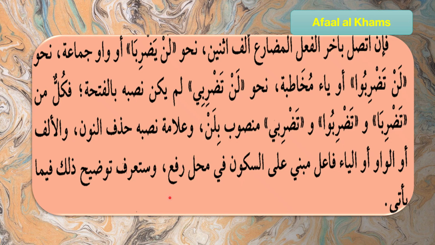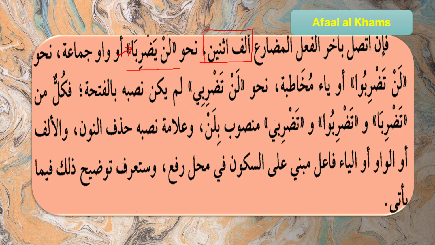Now we see the case of afalul khamsa in the present tense. Now if it is joined at the end, آخر الفعل مضارع ألف الاثنين. So there are so many cases in afalul khamsa with the alif al-isnain, that is the damir alif al-isnain, which shows the duality. Lan yadriba. So what happens here? We will concentrate on this example for alif al-isnain. This alif remains. Why? Because it's the damir, and the rule is a damir never gets deleted.